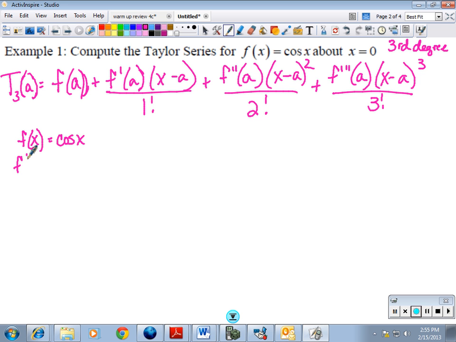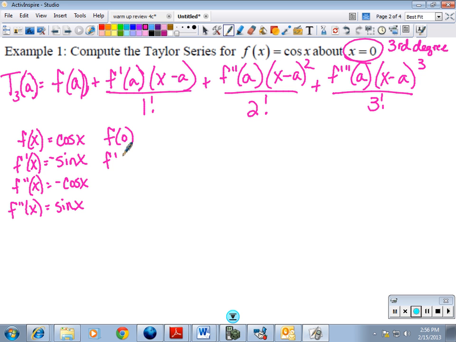Well, I'm going to go ahead and just take some derivatives. My first derivative of cosine is negative sine. Second derivative is negative cosine. My third derivative is sine. And if I wanted to go to the fourth, I could. I'm not going to though, because I only need to go to 3. You can go as far as you want to go. And then I'm going to find these values because I'm going to need to fill them in at 0. So I'm going to find f of 0, f prime of 0, f double prime of 0, and f triple prime of 0.